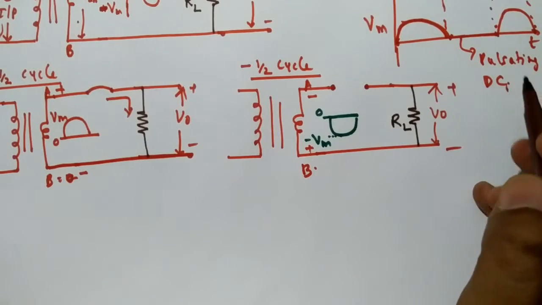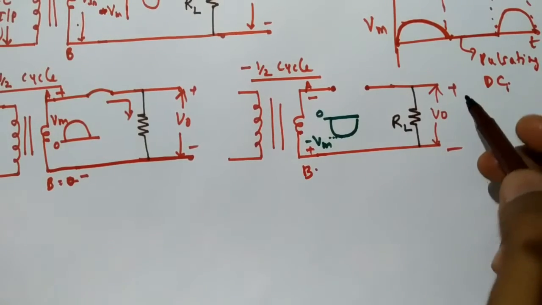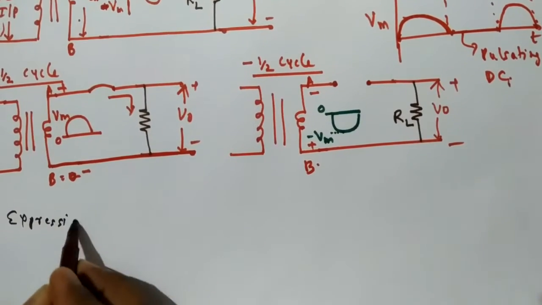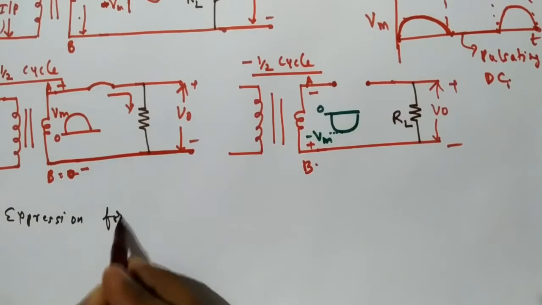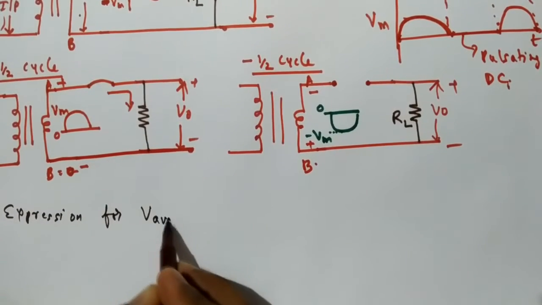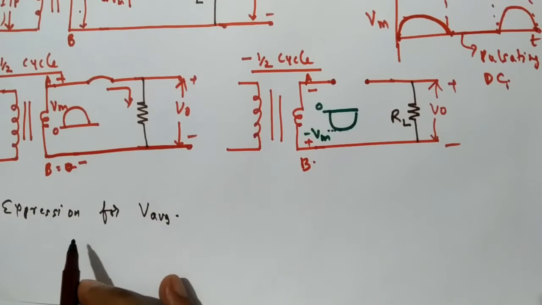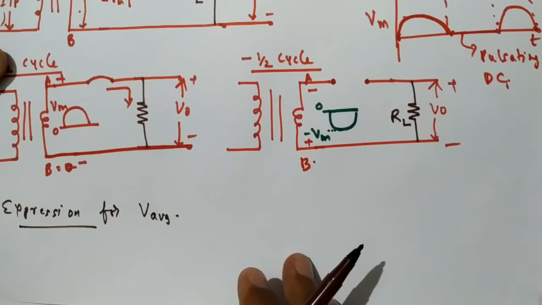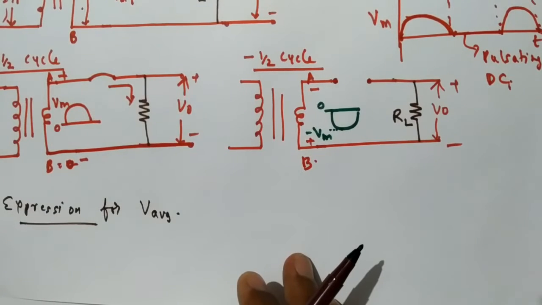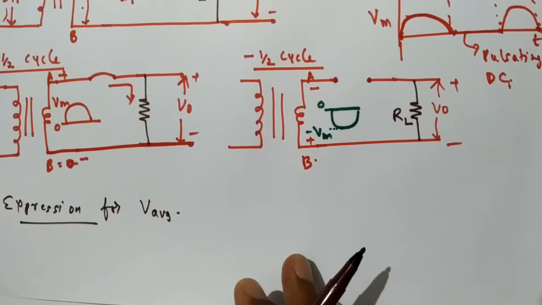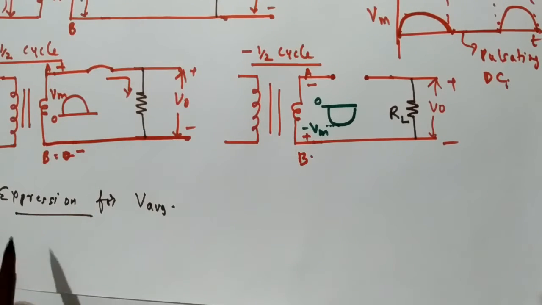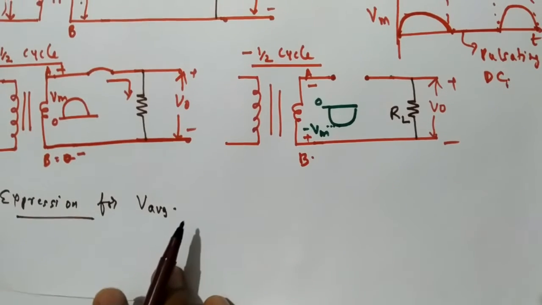Now we'll derive the expression for the amount of DC, or the average, V average. How do we derive the expression for the average value? What is the general expression for the average value? You take many samples, you add them, and finally you divide by that many number of samples.